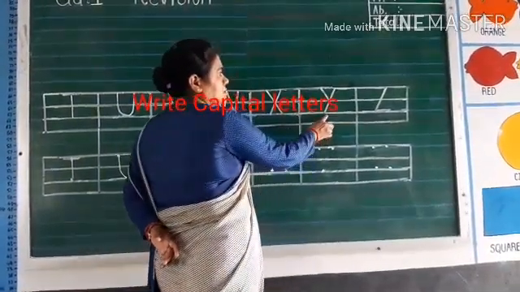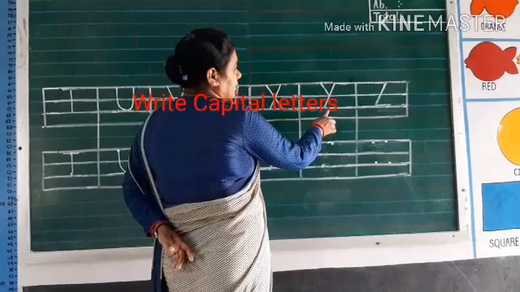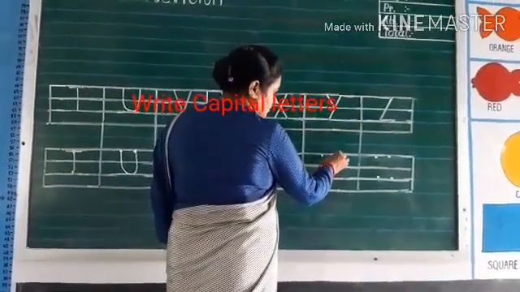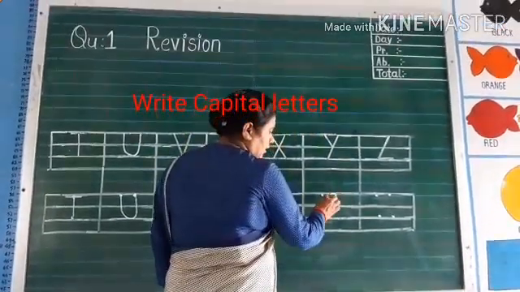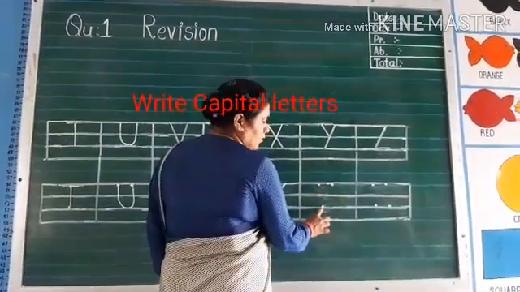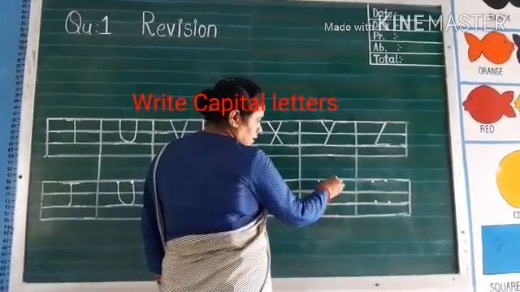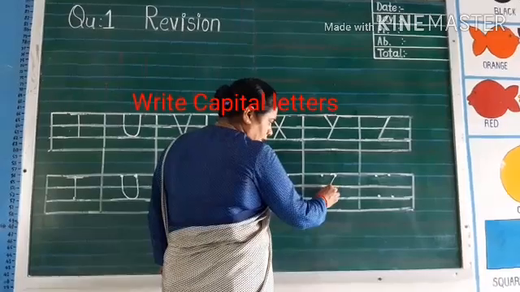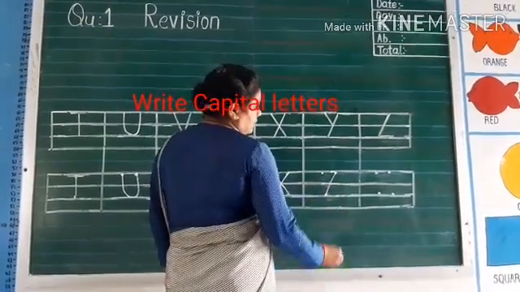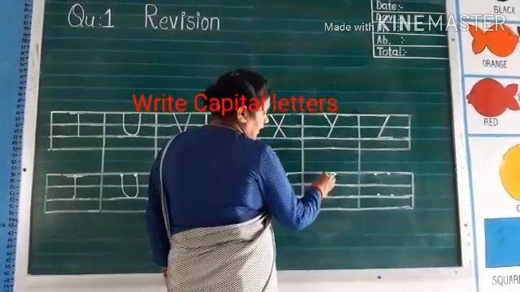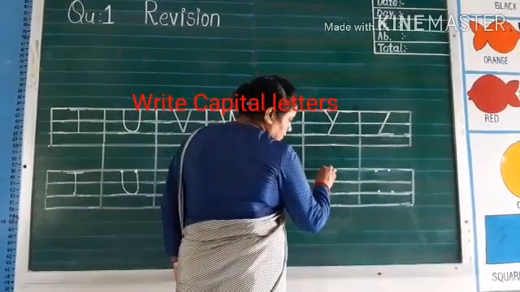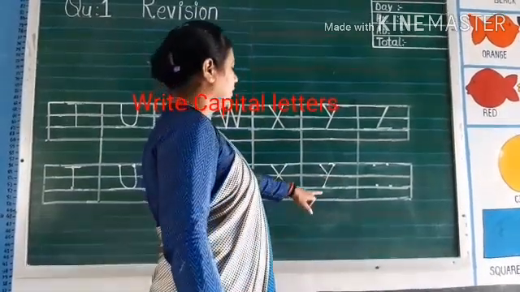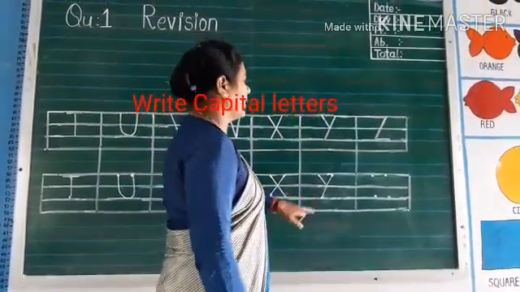Which letter is this? Y. Capital letter Y. How to write capital letter Y? Here upside 2 dots and downside only 1 dot. First, up to down, make a slant line, join the dots, and the 2 lines join the dots, make a slant. This way you have to write capital letter Y.